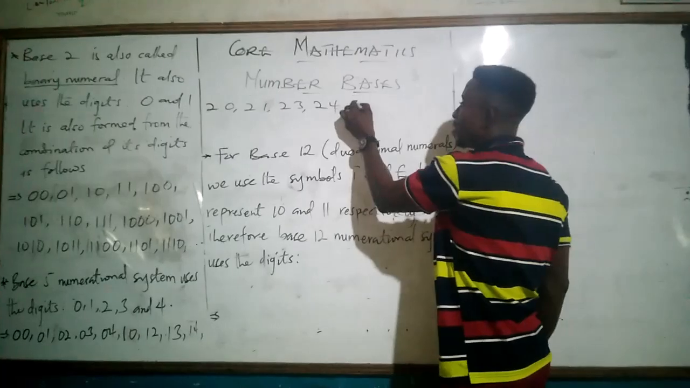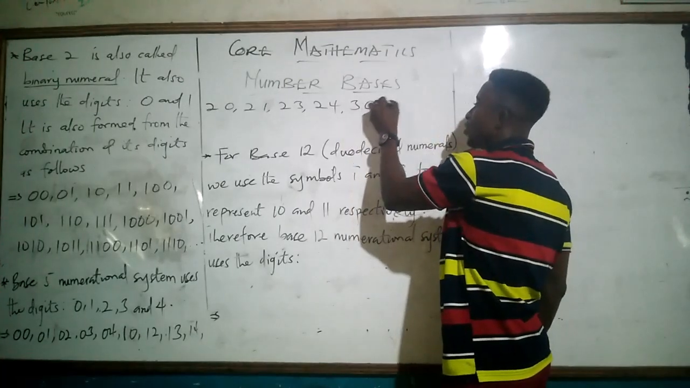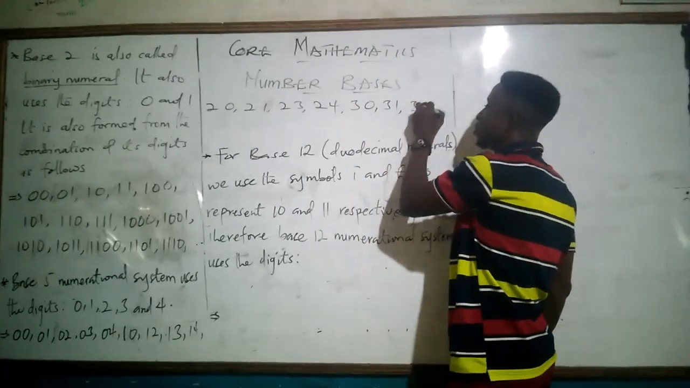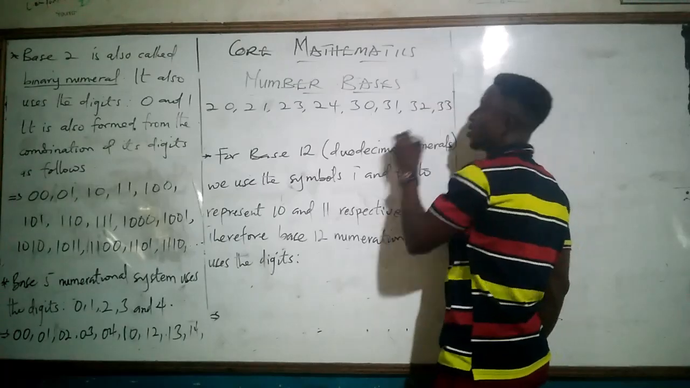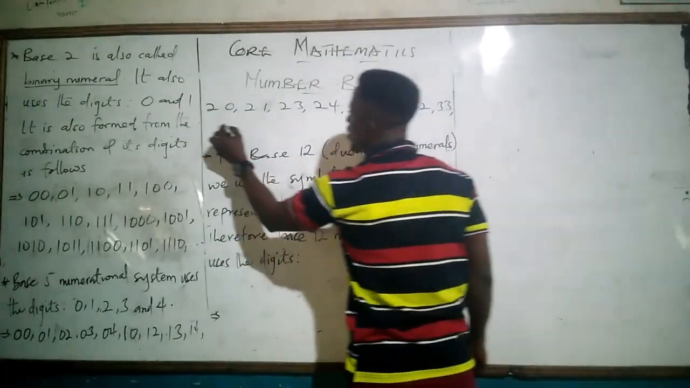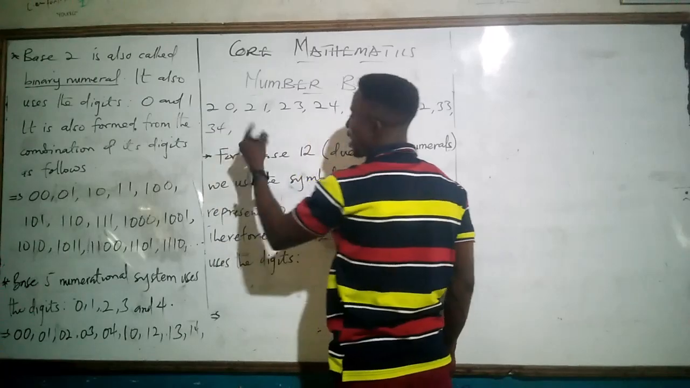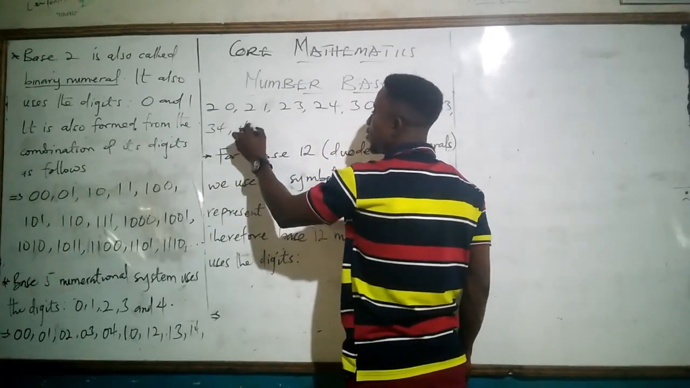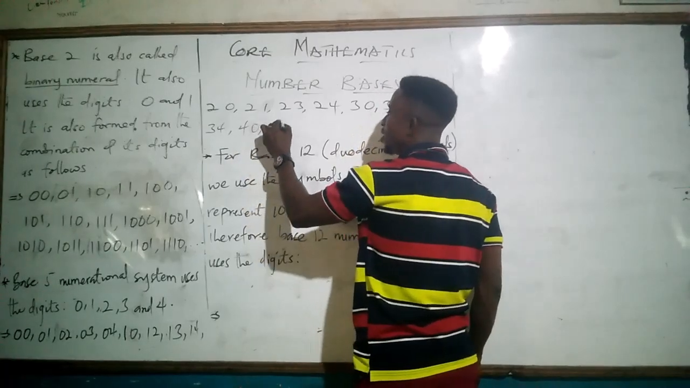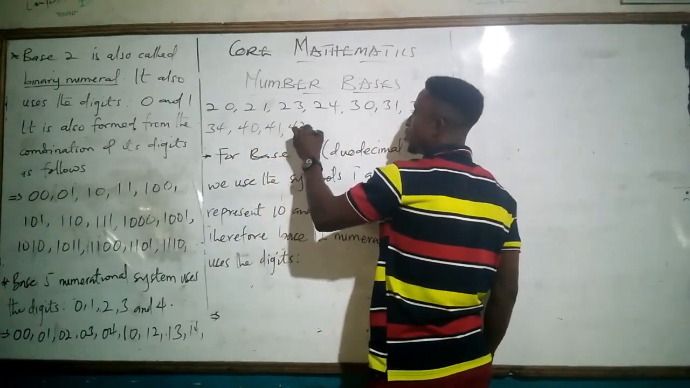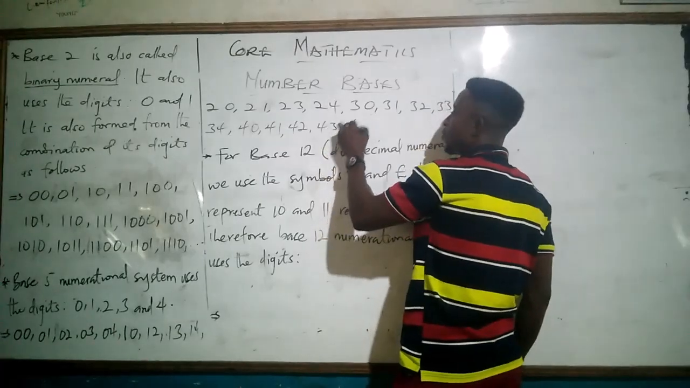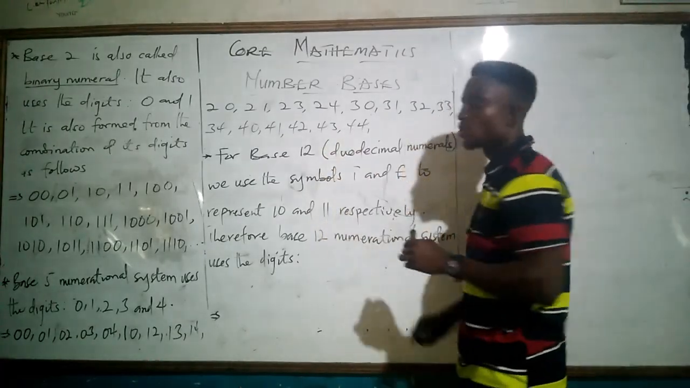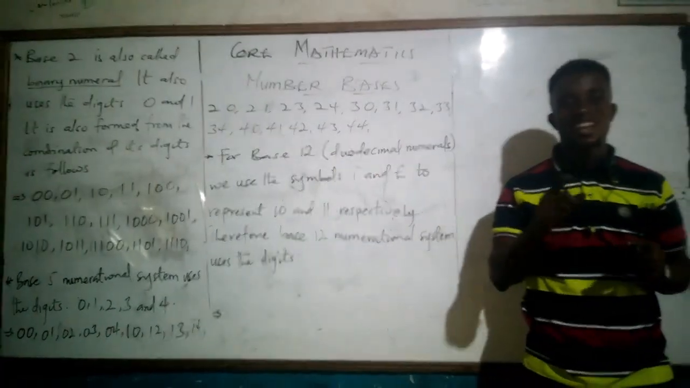Then I'm taking 3. So I'll have 3, 0, 3, 1, 3, 2, 3, 3. Then I have 3, 4. Then I'm taking 4. So I'll have 4, 0, 4, 1, 4, 2, 4, 3, 4, 4. Then the next one will be, but I like what you are doing.